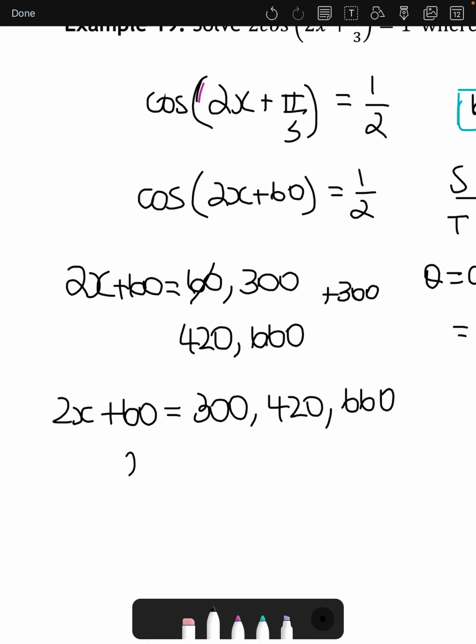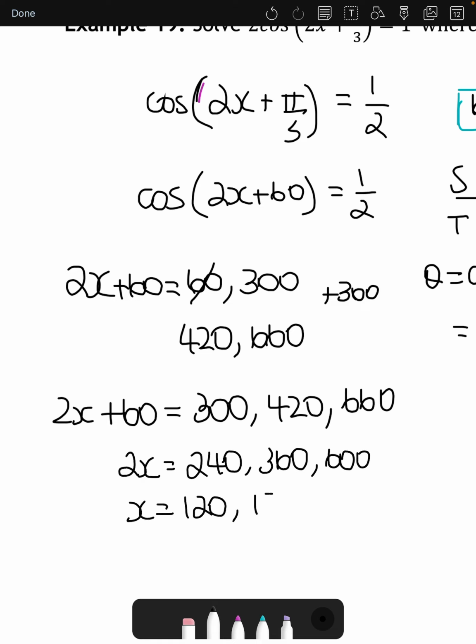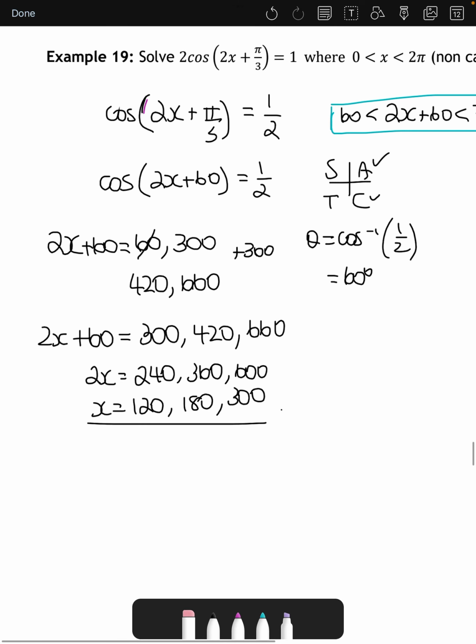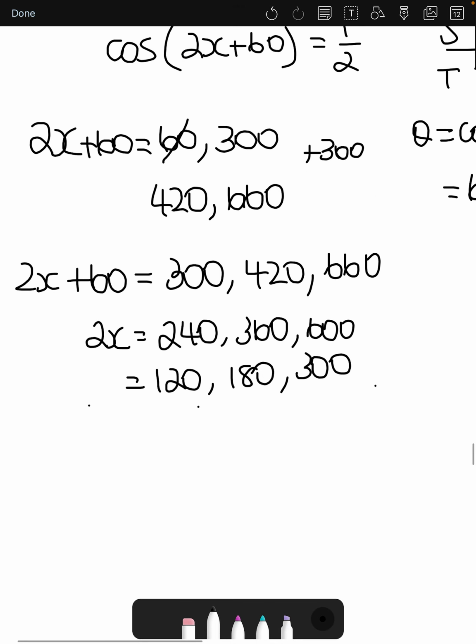So watch out for these wee things. Okay, then we just rearrange it. So 2x, we're going to take away 60. And then divide by 2. And that's us. Okay, so just watch out for your boundary. Watch out for your inequality signs. Oh, we're not done. Sorry, because we are actually in radians. Don't make that error. Always good to check before you move on.